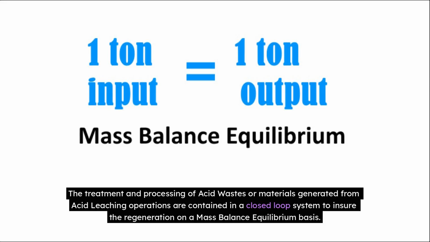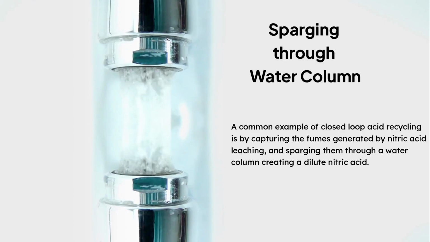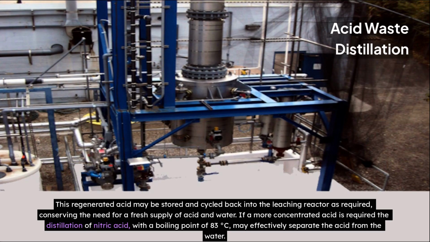The treatment and processing of acid wastes or materials generated from acid leaching operations are contained in a closed-loop system to ensure the regeneration on a mass balance equilibrium basis. A common example of closed-loop acid recycling is by capturing the fumes generated by nitric acid leaching and sparging them through a water column, creating a dilute nitric acid. This regenerated acid may be stored and cycled back into the leaching reactor as required, conserving the need for a fresh supply of acid and water.